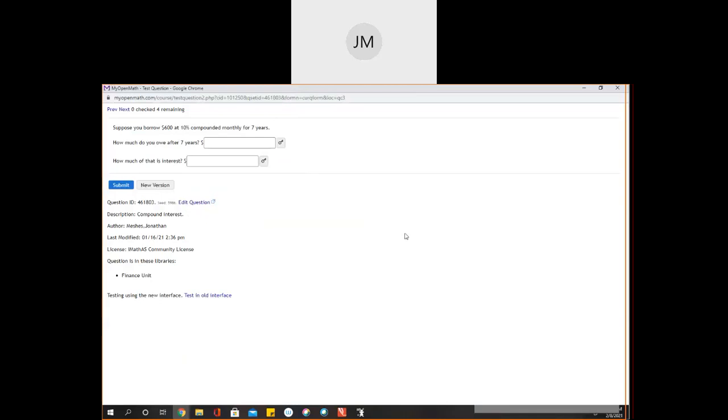Okay, so when I look at this first question, suppose you borrow $600 at 10% interest, compounded monthly for 7 years. How much do you owe and how much of that is interest? What we want to do is to look at what information are we given here. Okay, so we're told how much we borrowed. So we have this initial amount.